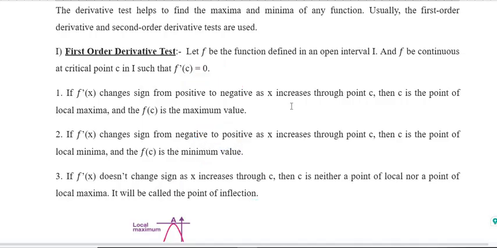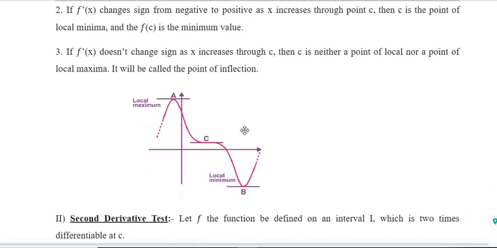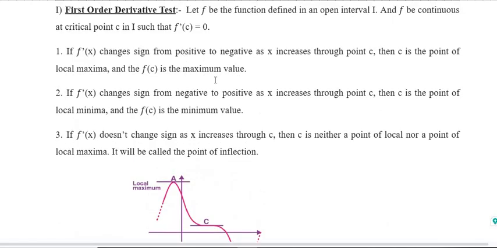So graphically, how can we represent it? Now see the graph where along this axis we are plotting the function and along this axis we are plotting the input x. In the first case, at point A, the slope is changing from positive to negative. Here you can see it's a positive slope on this side and a negative slope on this side. So obviously point A gives you the maximum.